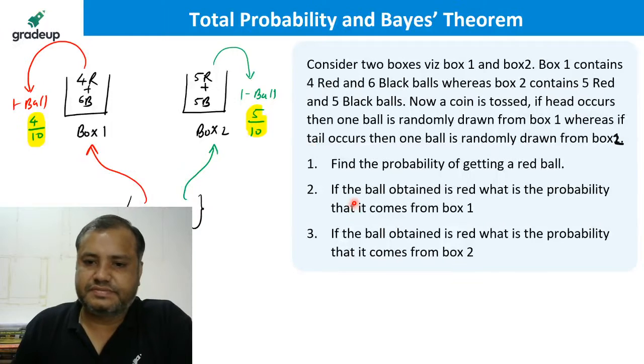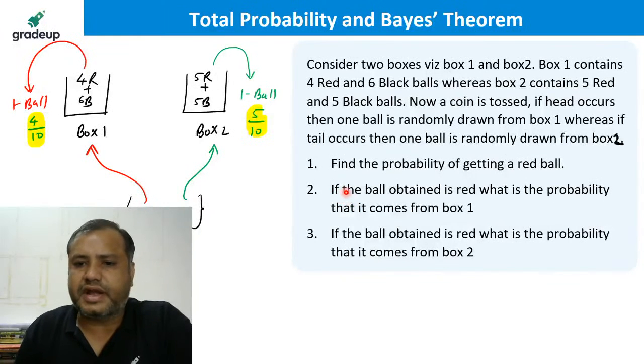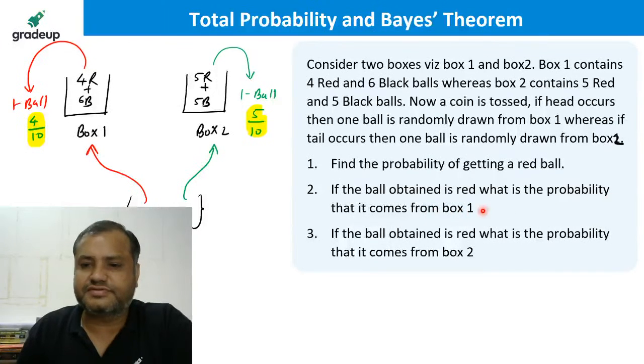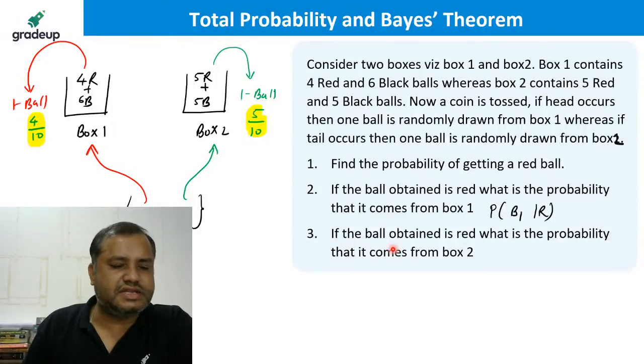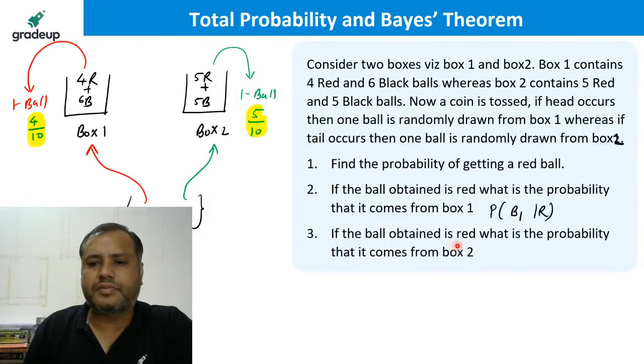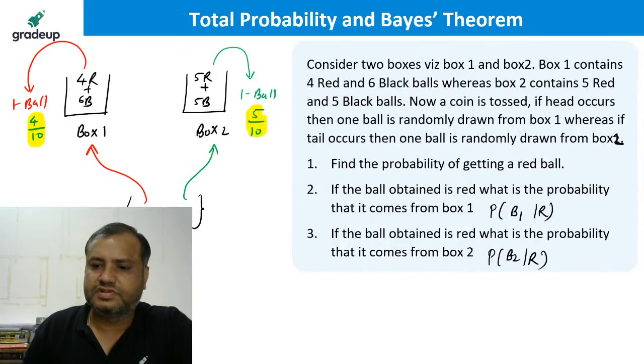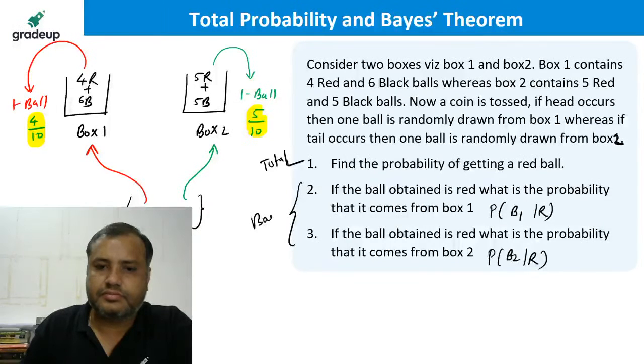Now in this case, they are saying that if the ball obtained is red, what is the probability that it comes from box 1? In the third case, they are asking if the ball obtained is red, what is the probability that it comes from box 2? So the first case was total probability, and these two cases are Bayes theorem.